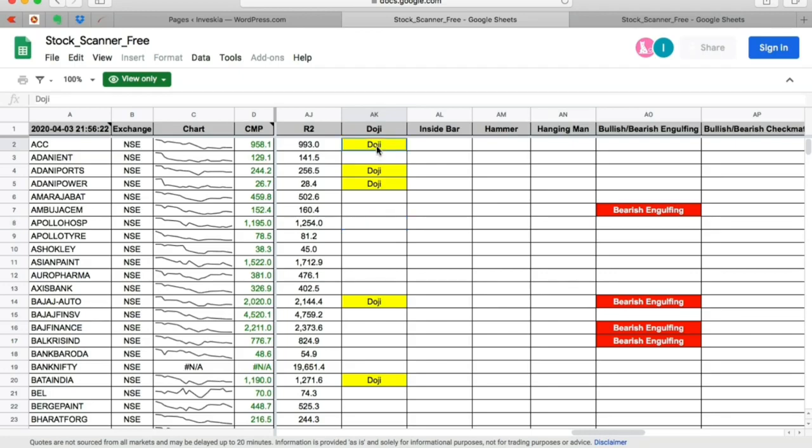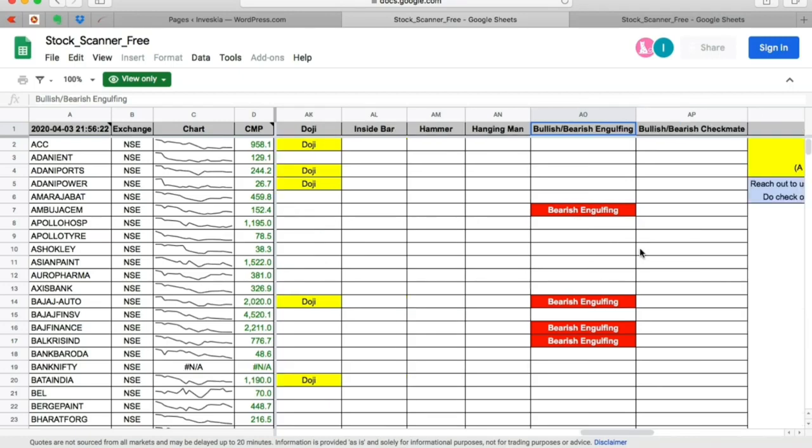If it tells you that a doji has formed in ACC, it means that in the last trading day, the 1-day closing candle has formed a doji-like formation. If in the bullish bearish engulfing it tells you it's a bearish engulfing, the last day candle has completely engulfed the second last day candle in a bearish mode. So that's why there is a bearish engulfing. It's very helpful for those who take intraday positions the next day.